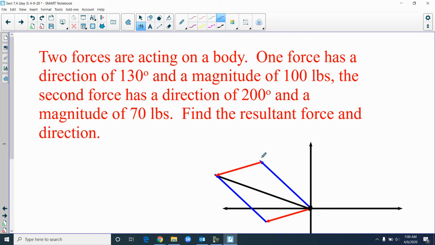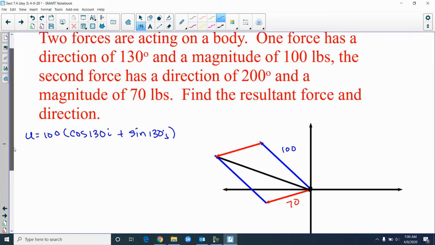We said the first one is 100 pounds, and the second one is 70. All right, let me call the first one U. So U is 100 pounds. Now we're going to convert this to IJ form. So we're going to take the cosine of 130 degrees I plus the sine of 130 degrees J. Okay, so we're going to convert them both to IJ form.